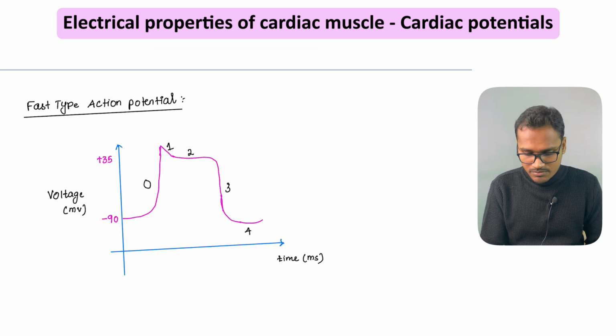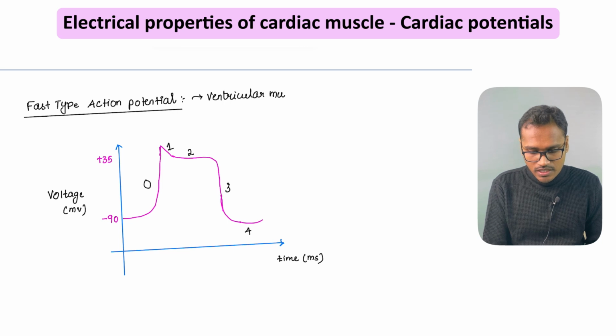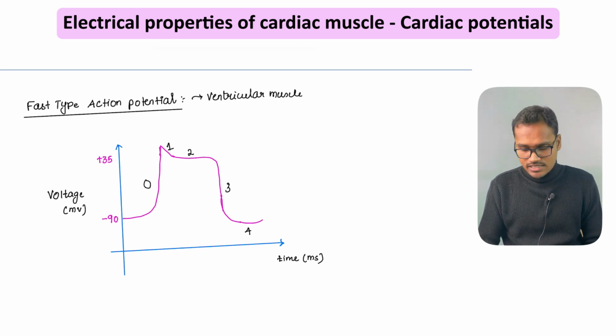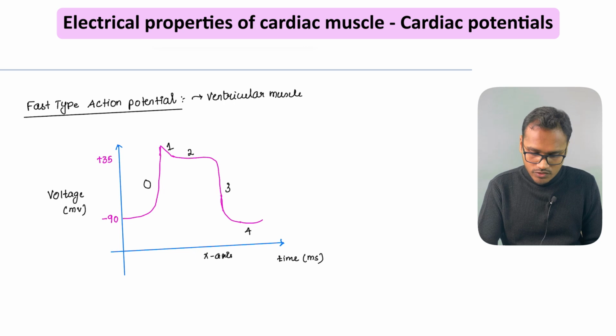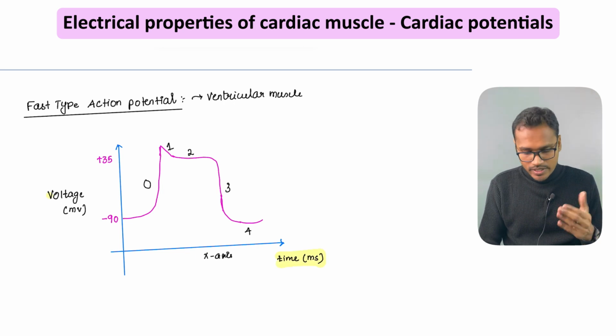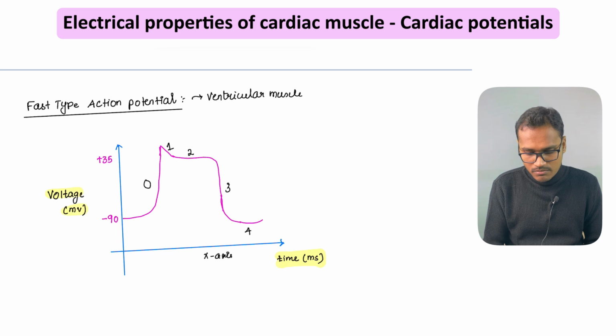So let's see the fast type action potential first. This fast type action potential happens at ventricular muscle, which we already saw. And always first try to construct the axes when you are constructing a graph. So along the x-axis, what do we have? We have the time in milliseconds. And along the y-axis, we have the voltage in millivolts.